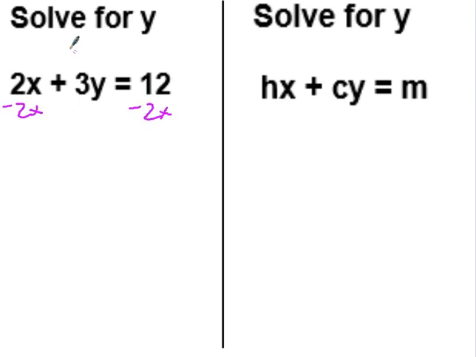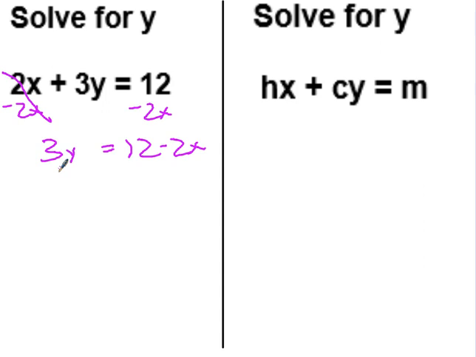I'm going to do that, because 2x minus 2x is 0. I'm trying to get y by itself, so I have to get rid of the 2x, and I have to eventually get rid of the 3. So I bring down what I have. I have 3y equals 12 minus 2x, or negative 2x plus 12. It does not matter the order I write these in.